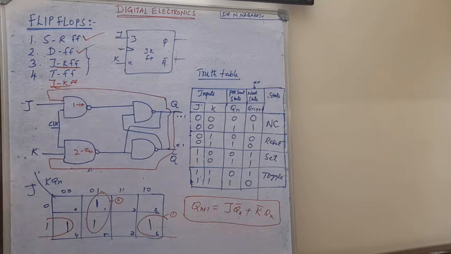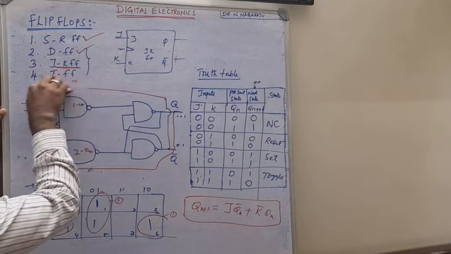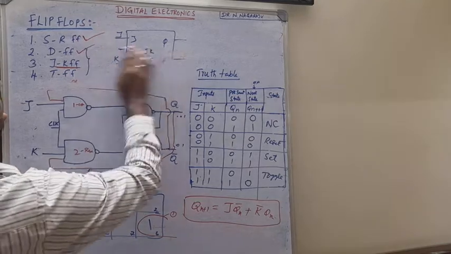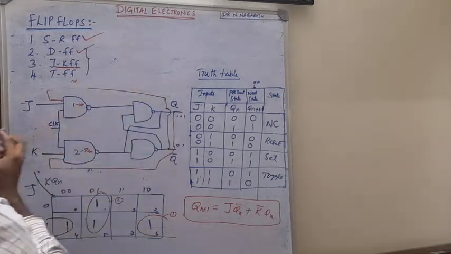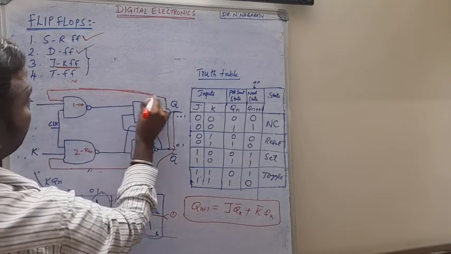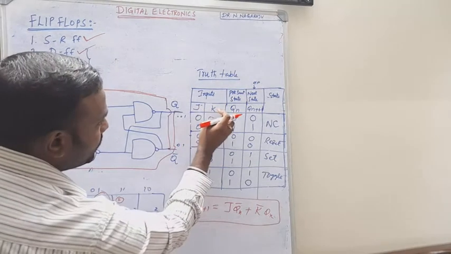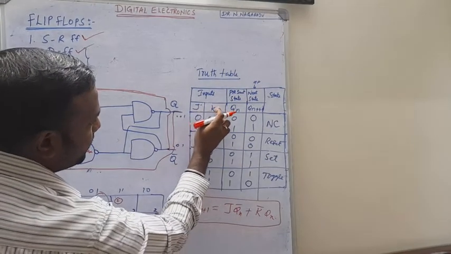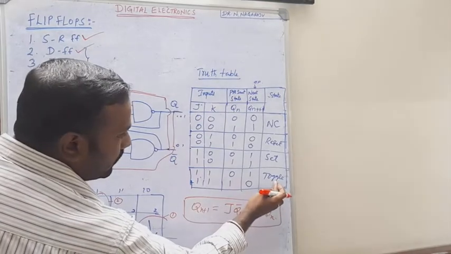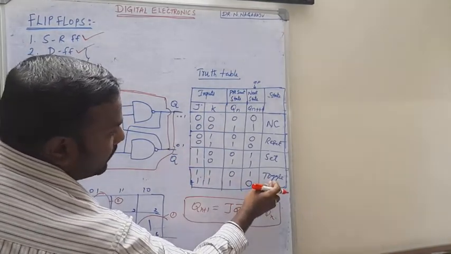Now we are going to see the last flip flop, that is the T flip flop. The same thing, I am going to do a small operation. From the JK flip flop, I am going to design the T flip flop, because when J equal to 1 and K equal to 1, it will act as toggle operation.